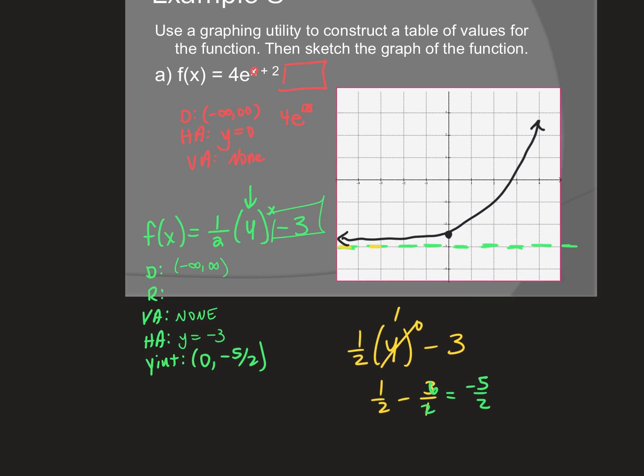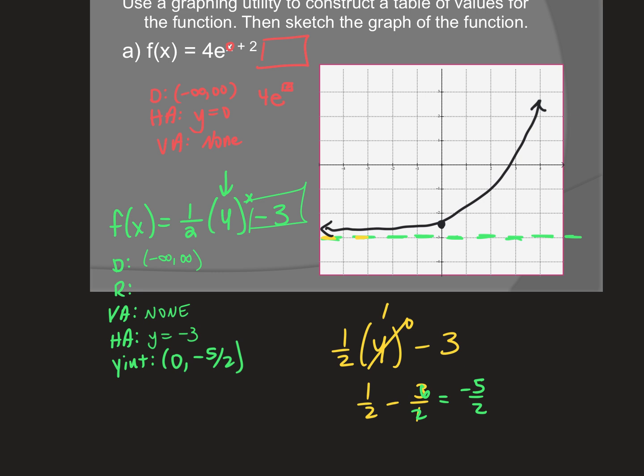Okay, we've answered everything except for the range. So there's only two options for range. It's either negative infinity to the horizontal asymptote or the horizontal asymptote to infinity. Where does this graph exist? From negative infinity to the dotted line or from the dotted line to infinity? From negative 3 to infinity. And does it ever touch negative 3? No. So there you go.